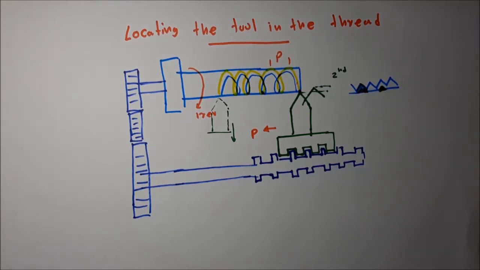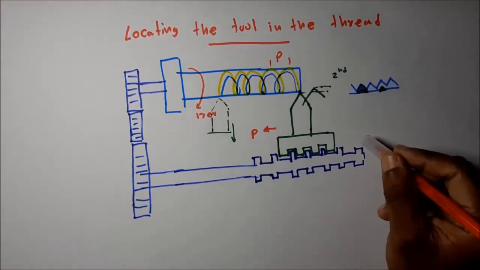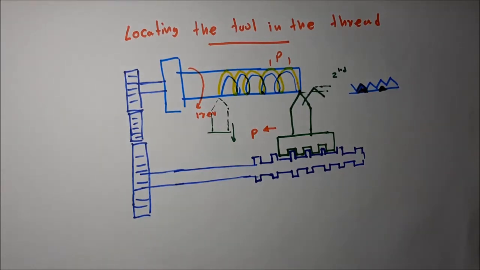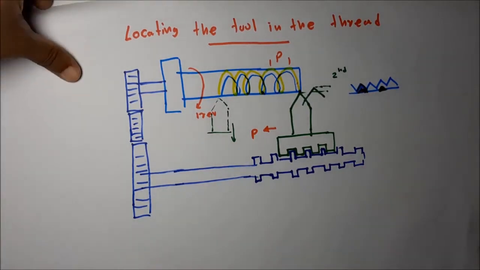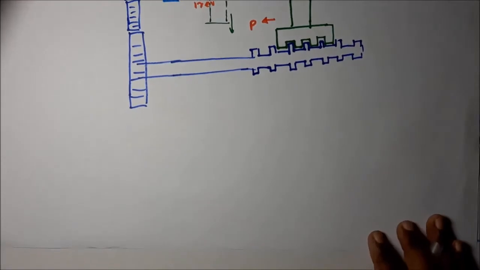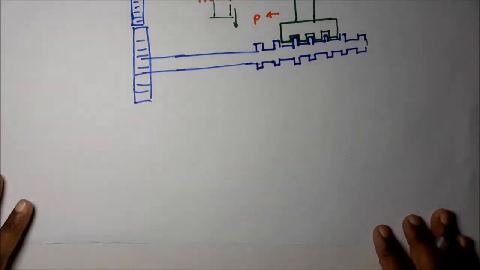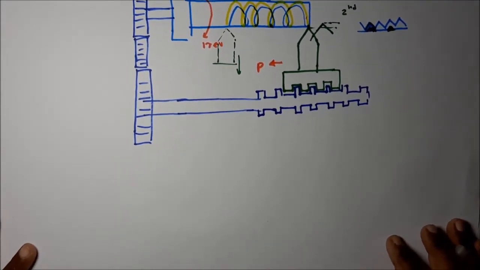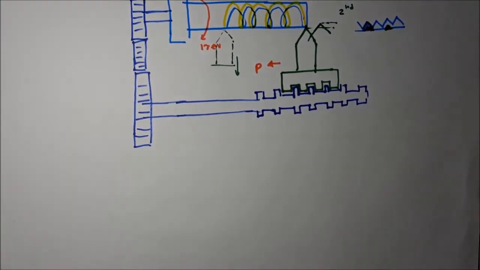In this process, another important thing is, if the pitch of the lead screw is a multiple of the pitch being cut, we can engage the nut anywhere and it will follow the original path. What it means, I will explain. First, I will state that statement.